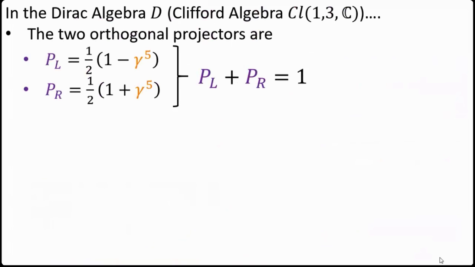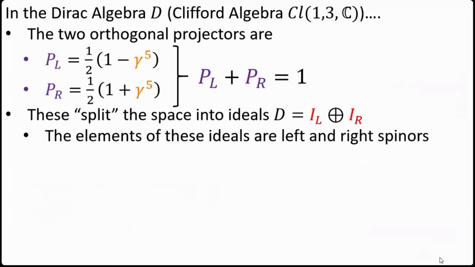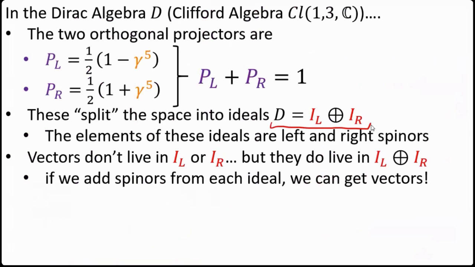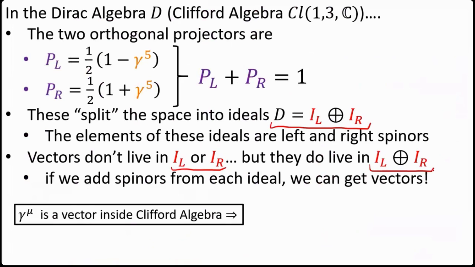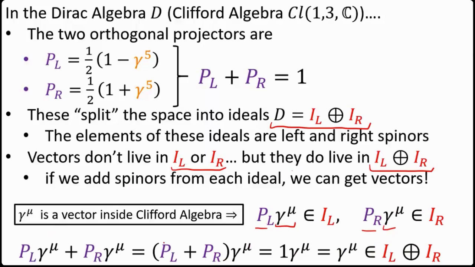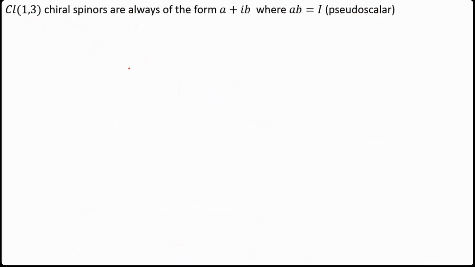So these are our 2 projectors. They add to 1. And again, just like before, they split the Dirac algebra into 2 ideals. And again, vectors don't live in the ideals, they live in the direct sum. So you can take a vector gamma mu, project out the left and right chiral parts of it, and then add the chiral parts back together, and you just get your original vector back. So almost the exact same thing, except I've replaced the algebra with CL13, and I've replaced sigma z with gamma 5, but the idea is the exact same thing.